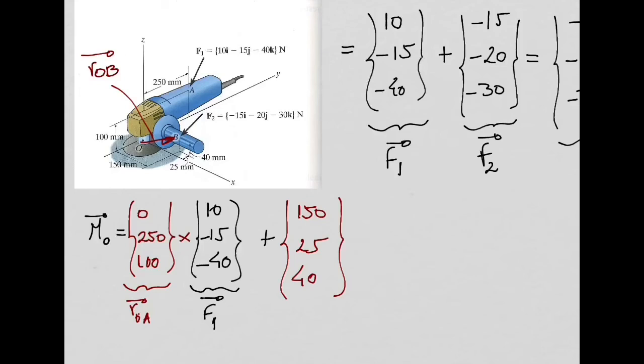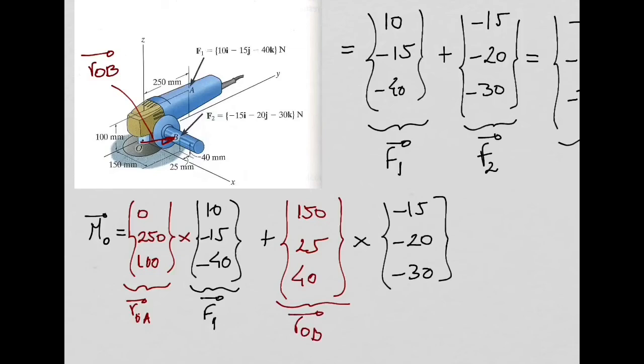And now I need to do the external with my force vector, which is this one here. My F2 is this one. So I'm just going to add it here. Minus 15, minus 20, minus 30. So this is my ROB. And this one is my F2. Right? You all agree with this?